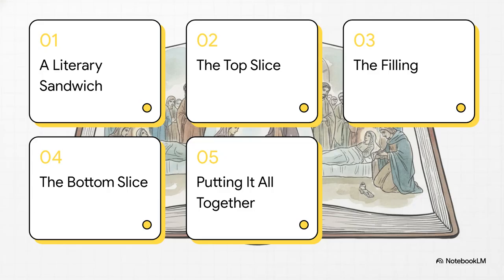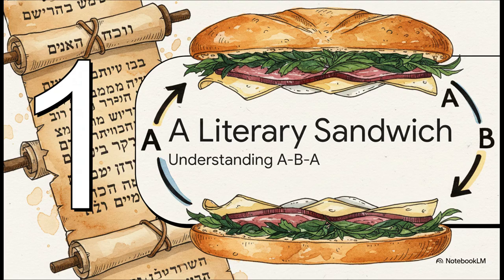So here's our game plan for unpacking this. First, we'll talk about what a literary sandwich even is. Then we'll look at that top slice of bread, the disciples' mission. From there, we'll get into the filling, Herod's deadly banquet. And then the bottom slice, Jesus' miraculous feast. And finally, we'll put the whole thing together to see the incredible picture that Mark is painting for us. Okay, let's jump right in.